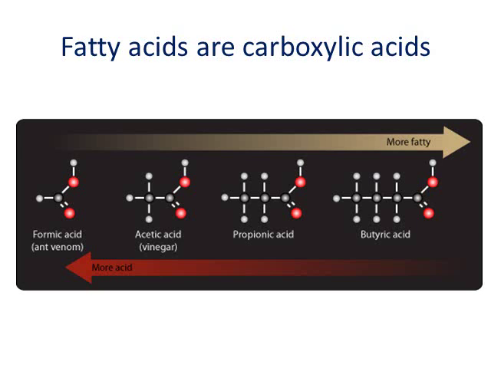Fatty acids are carboxylic acids. Carboxylic acid is this group here with a carbon atom bound to 2 oxygen atoms and a hydrogen. So this is the carboxylic acid group. The very simplest carboxylic acid is formic acid, which is a very powerful acid. It's found in ant venom.